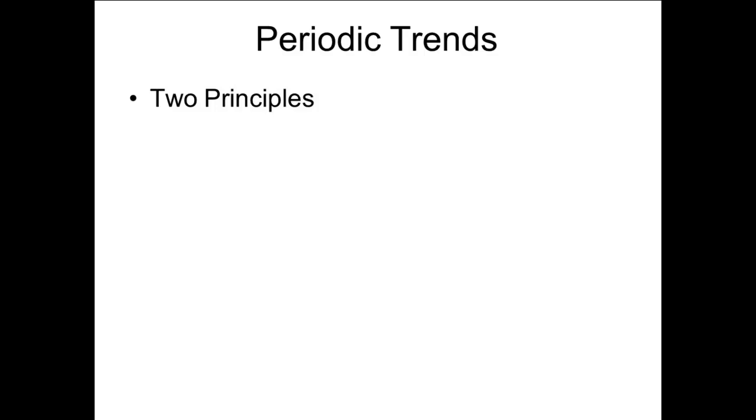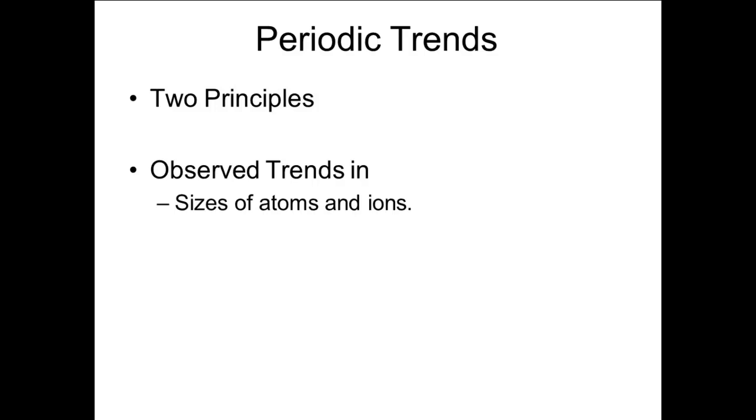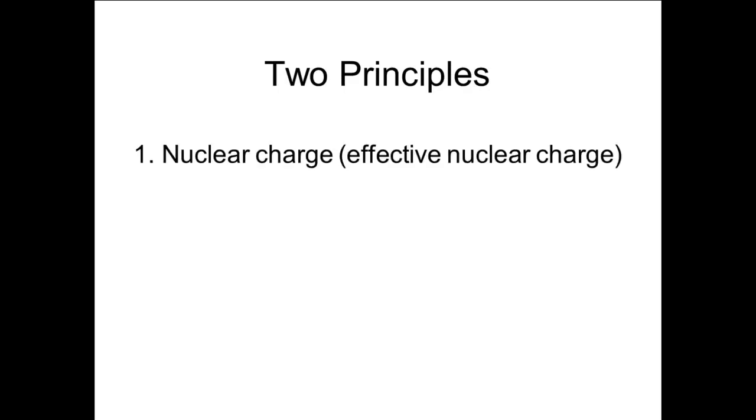These two principles can be used to explain observed trends in sizes of atoms and ions, ionization energy, and electron affinity. These two principles are: 1. The nuclear charge, or the effective nuclear charge. 2. The increase in quantum number as the valence shell increases.